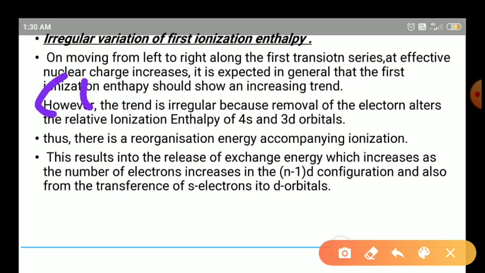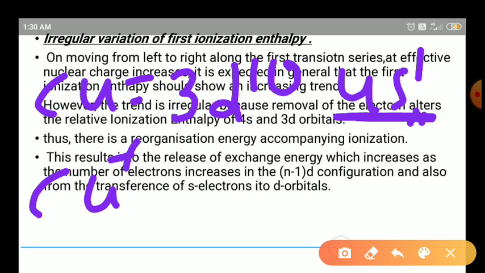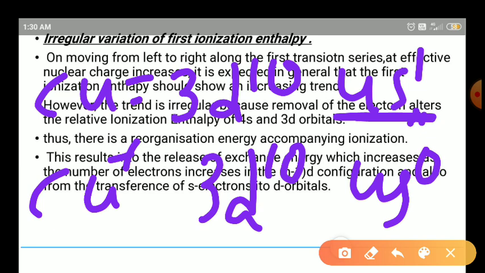Similarly, copper is 3d10 4s1. So copper more easily releases the first electron, because after releasing one electron it is most stabilized with 3d10 electrons and 4s0. So for copper and chromium, the first ionization enthalpy is very low as compared to the other species. Is it clear, students?